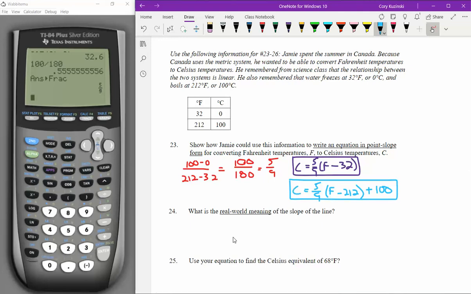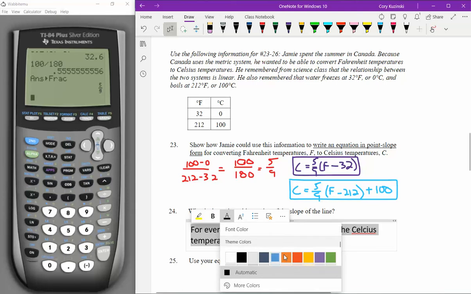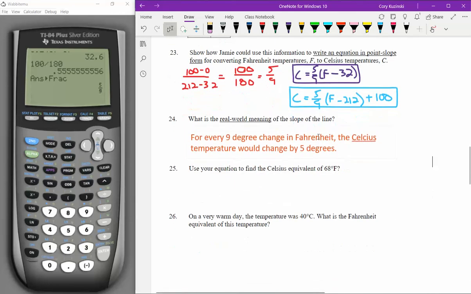There we go. Real world meaning of the slope. So remember that was change in y on top, and change in x on bottom, or change in Celsius over change in Fahrenheit. So for every 9-degree change in Fahrenheit, the Celsius temperature would change by 5 degrees. Now, if you put this in a decimal, it would be a little bit different. Or you could say, I guess, that for every 1 degree change in Fahrenheit, the Celsius temperature goes up 5/9 of a degree. But I think since it was already written as a ratio, I'll use those two numbers.